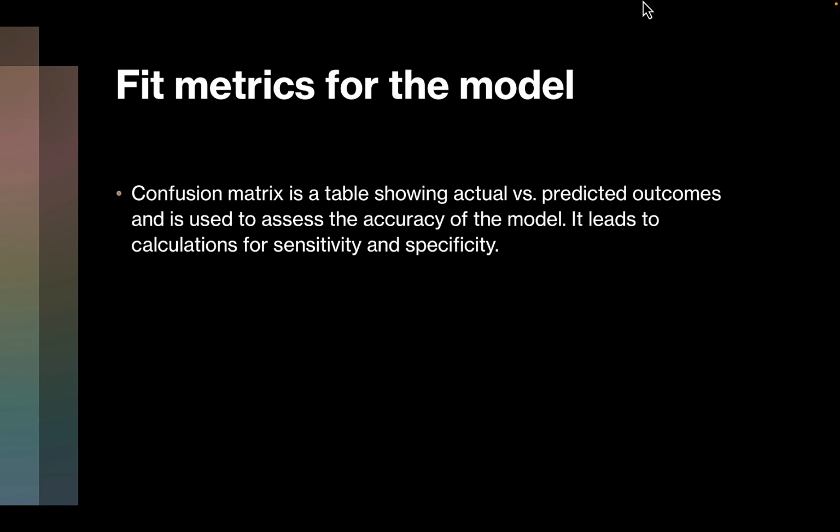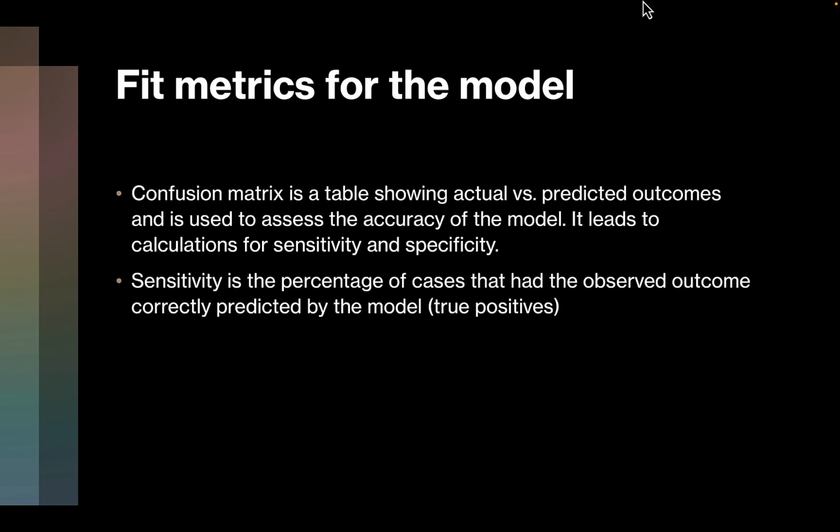All right, we also get something called a confusion matrix, and this is a table showing actual versus predicted outcomes, and it's used to assess the accuracy of the model. It leads to calculations for sensitivity and specificity, and you'll see when we report results, we want to be able to report the sensitivity and specificity of the model.